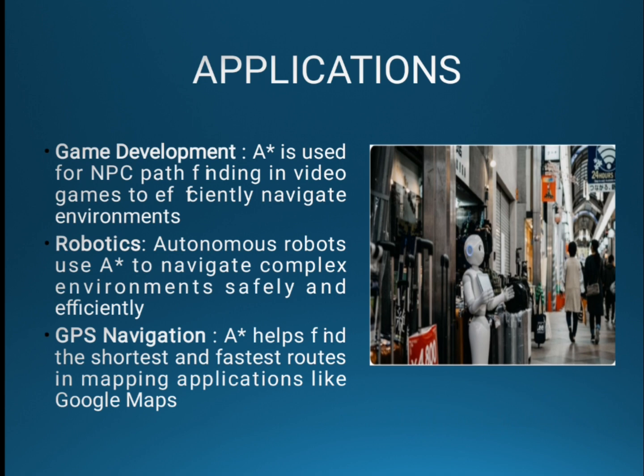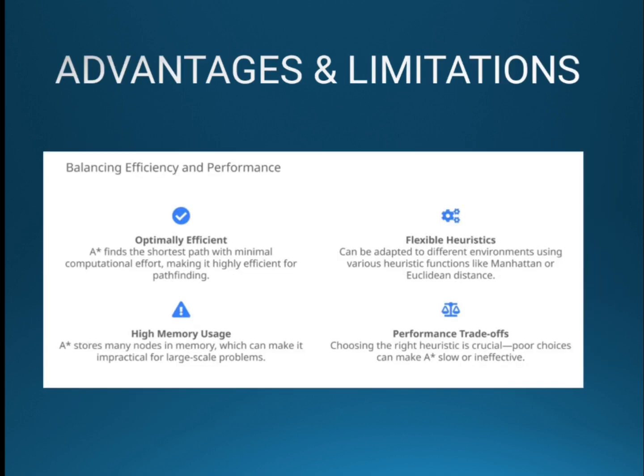These are the applications: A-star search can be used for NPC pathfinding in game development, and also for navigation in robotics, autonomous vehicles, and Google Maps.